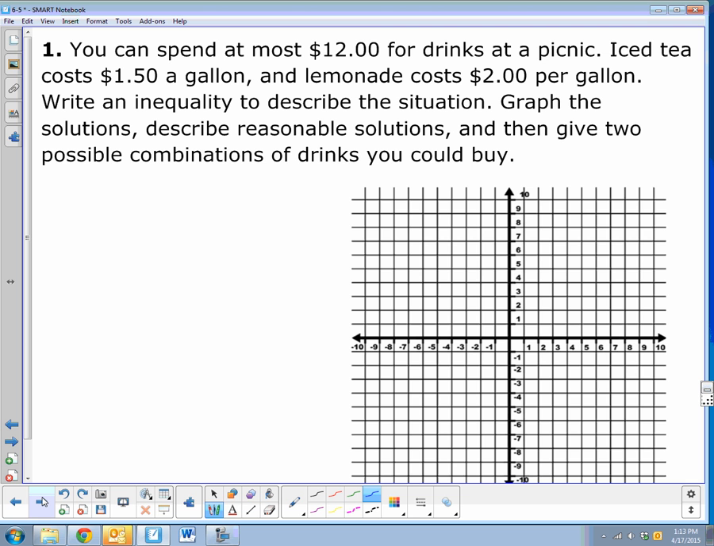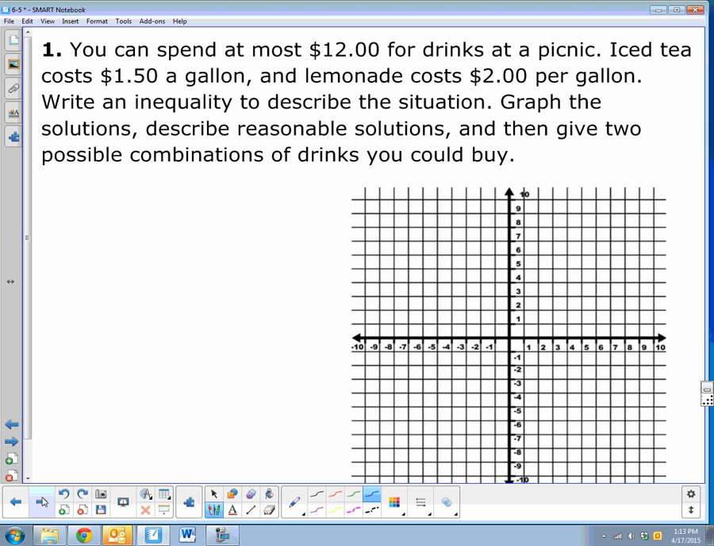Iced tea is $1.50 a gallon. Lemonade costs $2 per gallon. We have to figure out how much of each I could buy. At what point am I buying too much lemonade or too much iced tea? I don't want just one. I want both. I'm needy like that. I need both. So let's write an inequality for that.